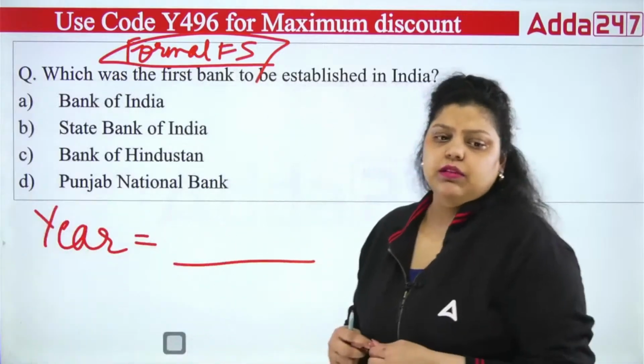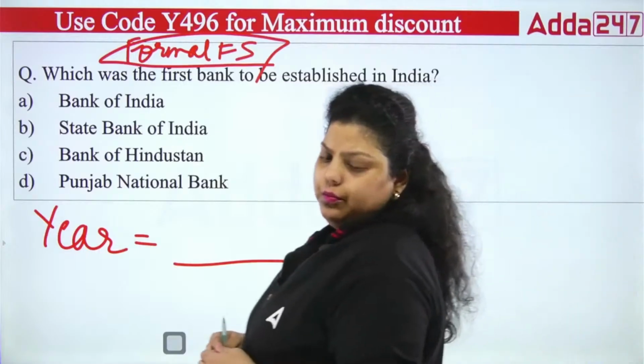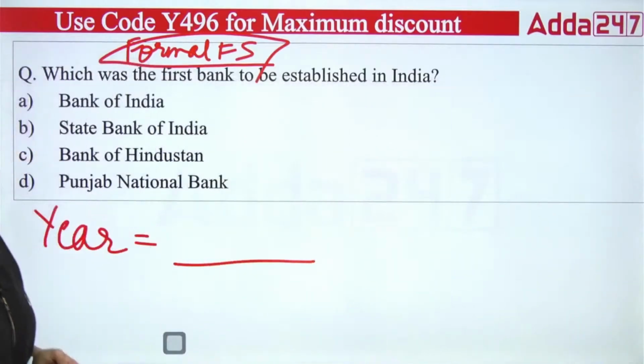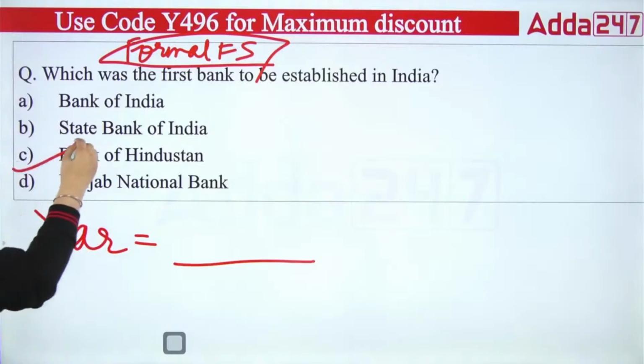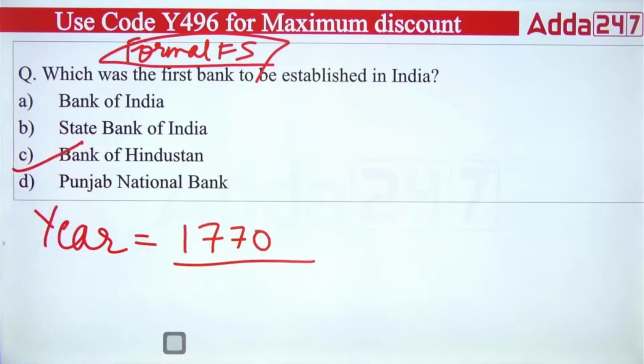And the right answer is Bank of Hindustan. Very good. Bank of Hindustan was the first bank. In the year 1770, it was established in Kolkata.